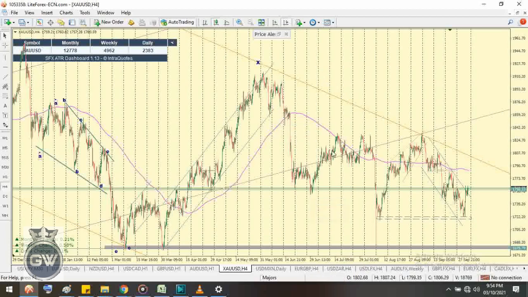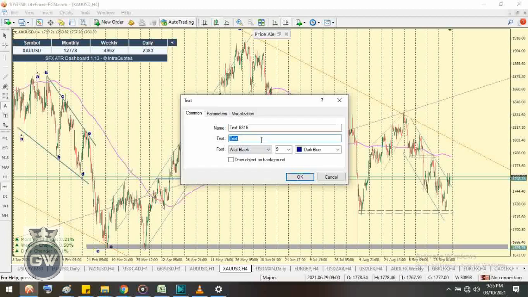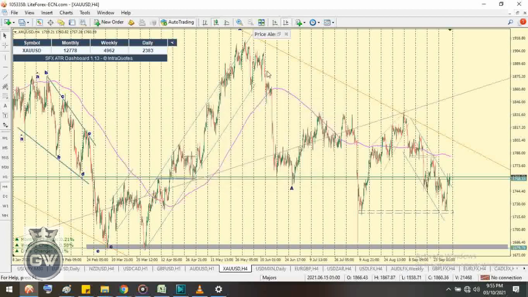Corrective wave right here, ABC, and also ABC down. So 5, 3, 5. So this is ABC. I'm going to put that. This is A. You can see that the strength from here, the angle is different from here. It took more of just a week, from here to here, a week to clear out all these activities.